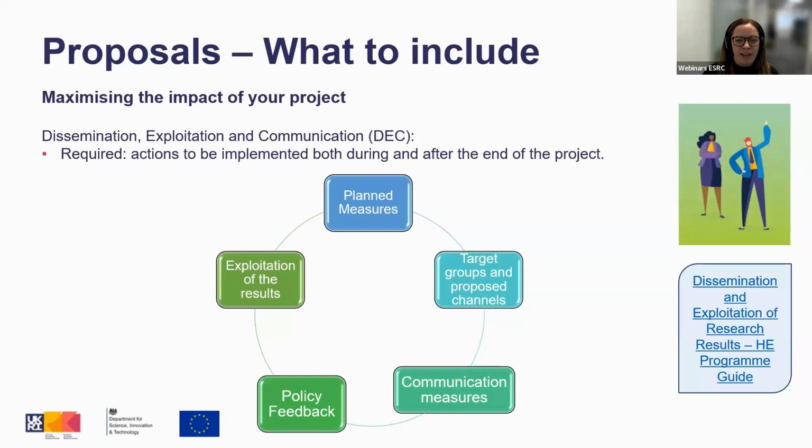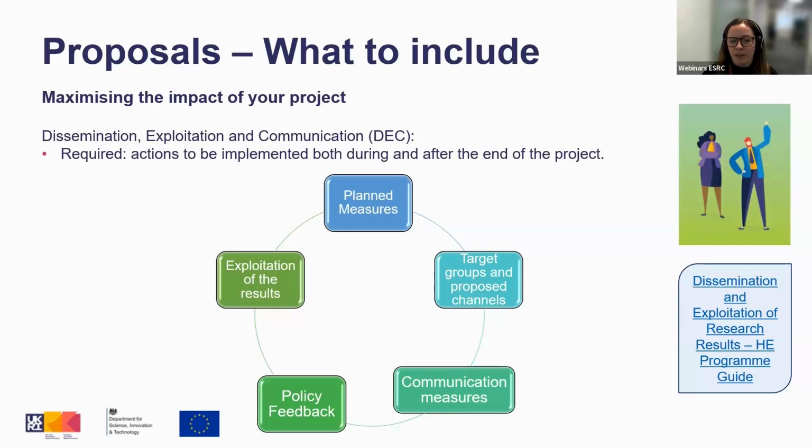So having a DEC plan is a requirement, and you need to be thinking about the appropriate scale of these to the scale of your project. So these also need to include concrete actions which can be implemented both during and after the project. So some of the elements you might want to think about and include are planned measures to maximise the impact of projects, target groups, for example, scientific community, end users, financial actors, the public at large, and the proposed channels to interact. You might also want to think about communication measures for promoting the project and its findings throughout the full lifespan of the project.